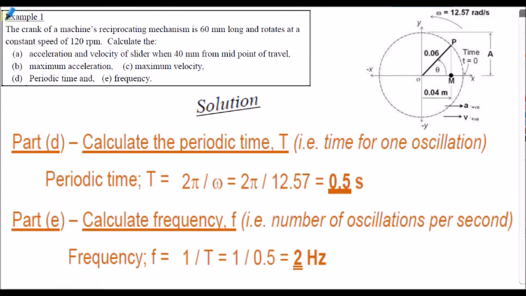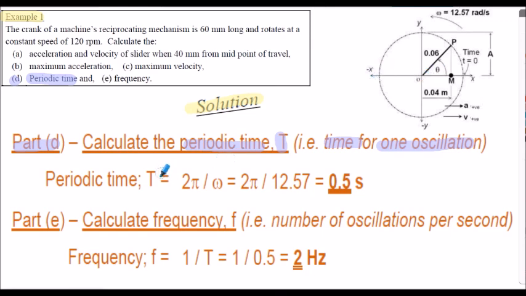Example 1, solution continued. Part D, we have to calculate the periodic time. So part D, we're calculating periodic time capital T. That's the time for one oscillation to occur. So when M traverses from the right hand side to the left hand side and then back again to the right hand side.